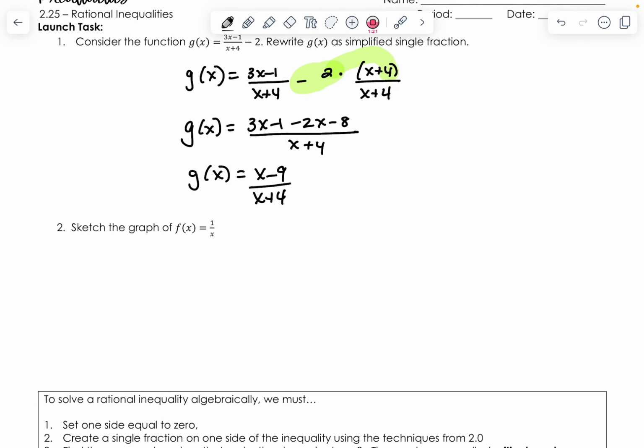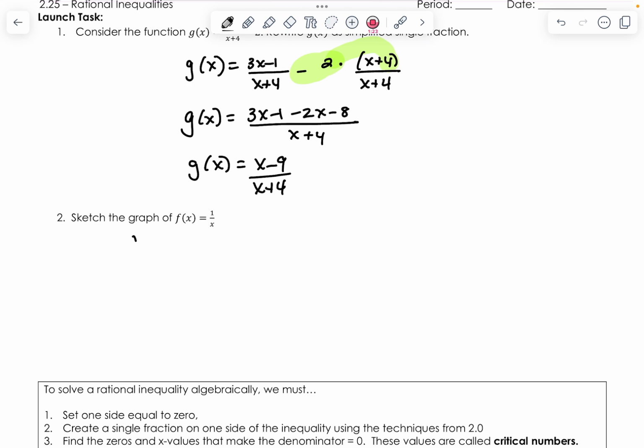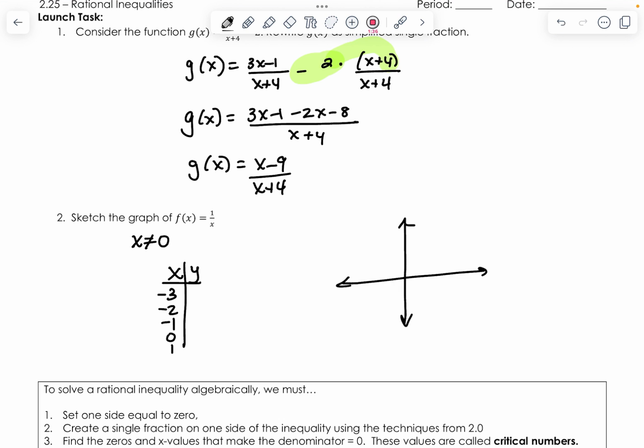All right, this one I just have just a review. Do you remember? This is a rational function. And if I were to make a table, at 0 it's undefined. At 1 I get 1, then I get 1/2 and 1/3. Here I get negative 1, negative 1/2, negative 1/3. You have a vertical asymptote of x equals 0, a horizontal asymptote of y equals 0.